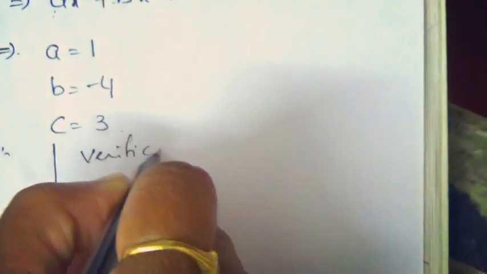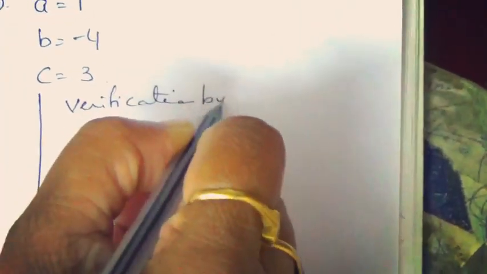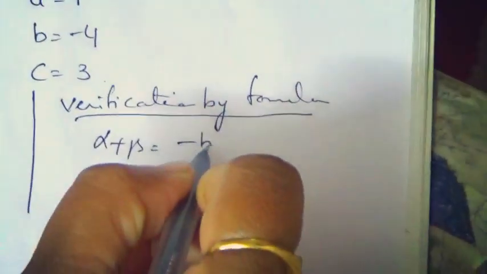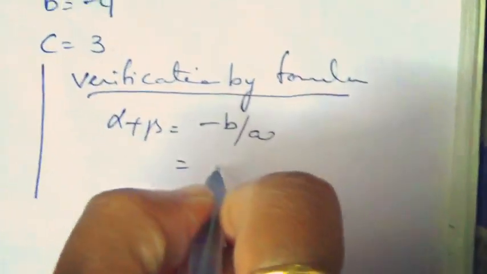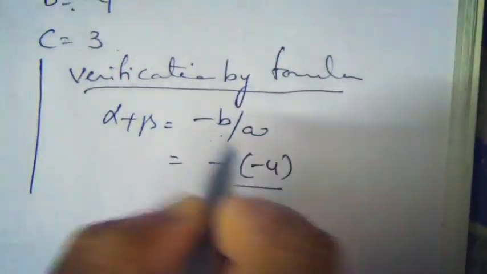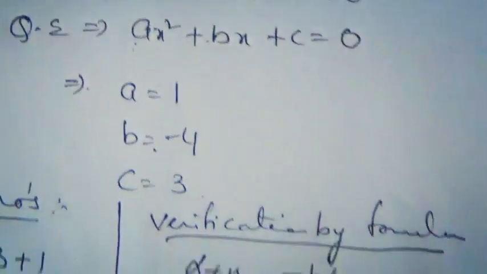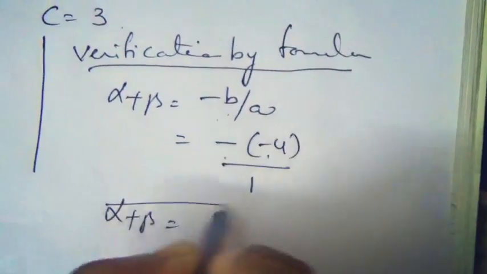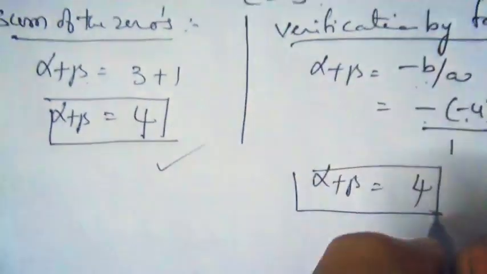So by using this, verification by formula: alpha plus beta is equal to minus b by a. So minus b means minus of minus 4, by a value is 1. So alpha plus beta is equal to minus of minus, plus 4. That's it. The two values are same.